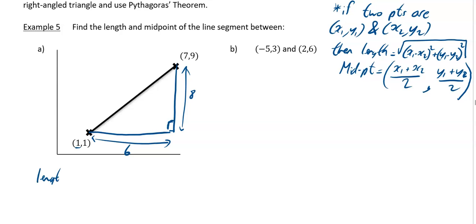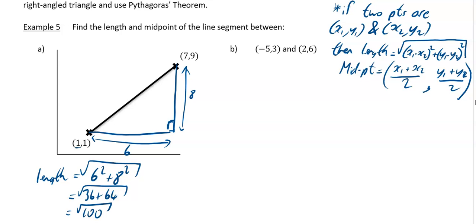Your length is your hypotenuse, remember? So the hypotenuse is going to be the square root of 6 squared plus 8 squared. That's 36 plus 64, and the square root of that is the square root of 100, which is lovely. It's just going to be 10 units.